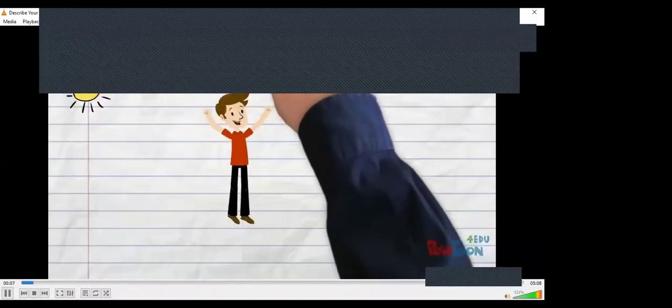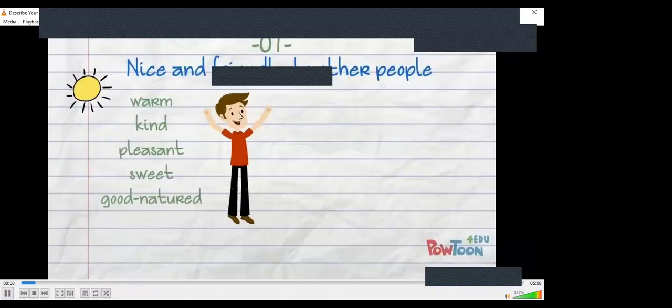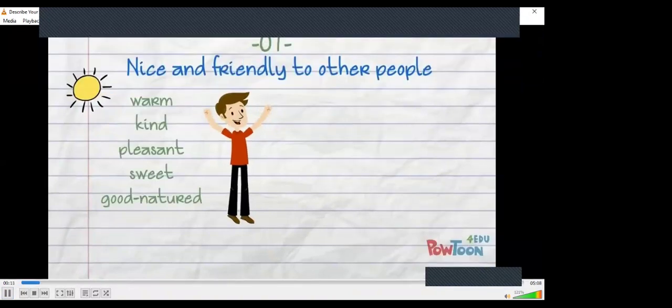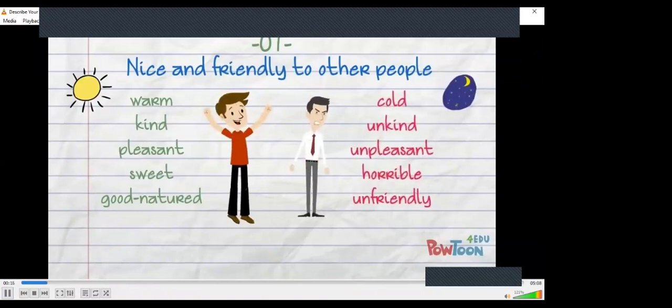If you're nice and friendly to other people, you're warm, kind, pleasant, sweet, and good-natured. And if you're not, you're cold, unkind, unpleasant, horrible, unfriendly.